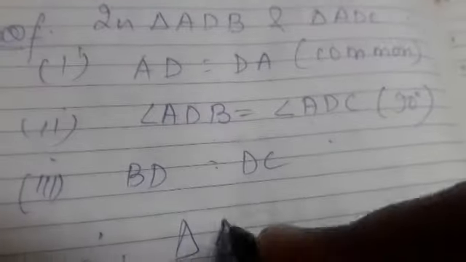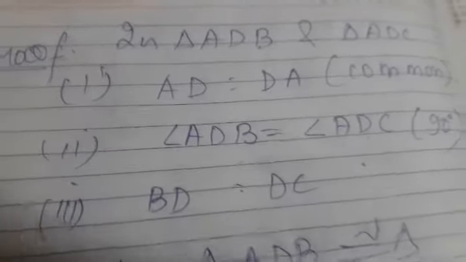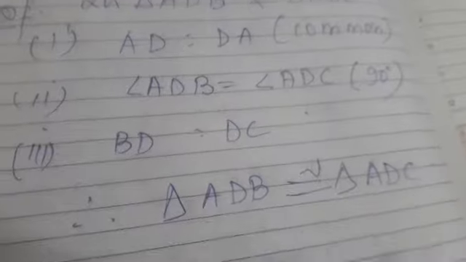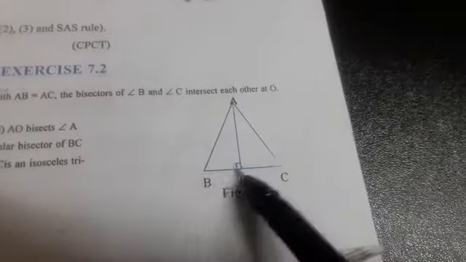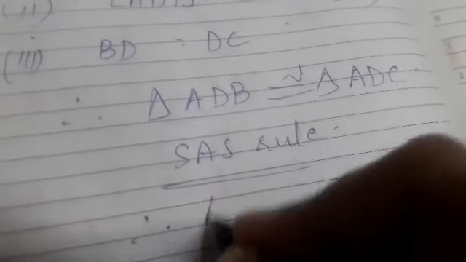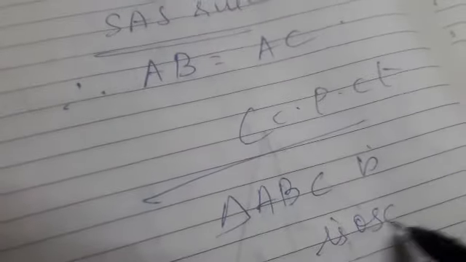Therefore, triangle ADB is congruent to triangle, which one? ADC, by which congruence? Now check the congruence. Angle, side and side, so SAS. Therefore, the triangles are congruent by SAS rule. Now therefore, AB will be equal to AC. Why? CPCT. Or we can say that the triangle ABC is an isosceles triangle.